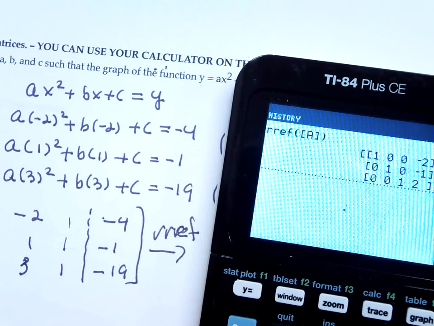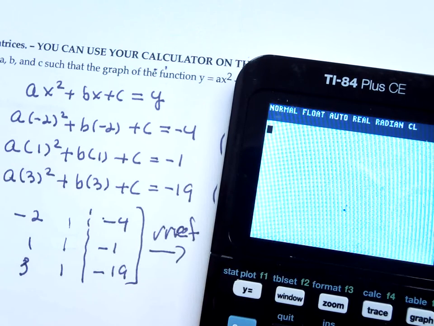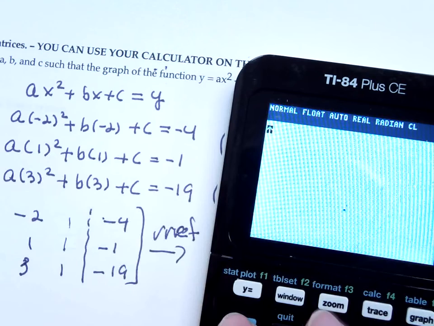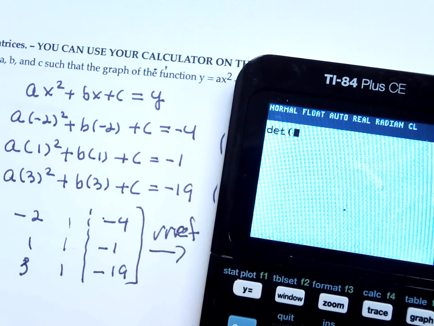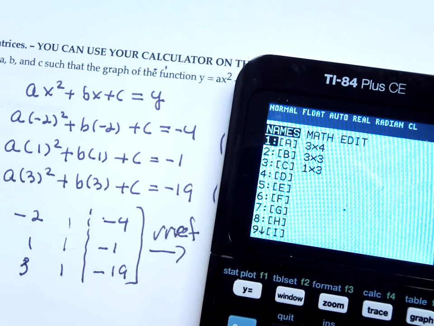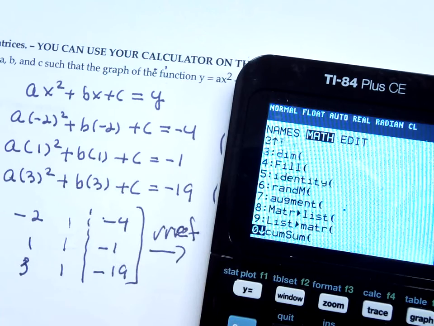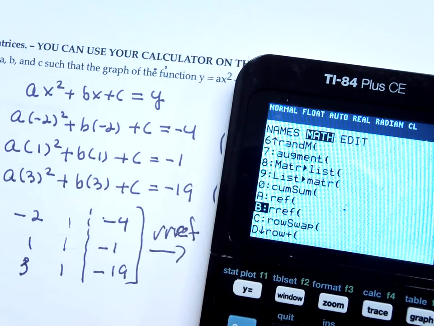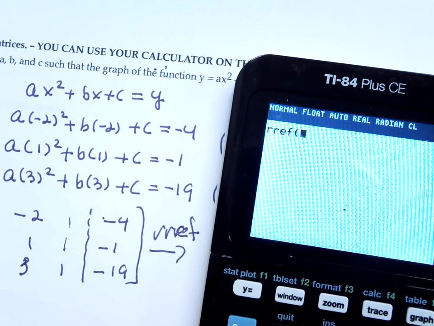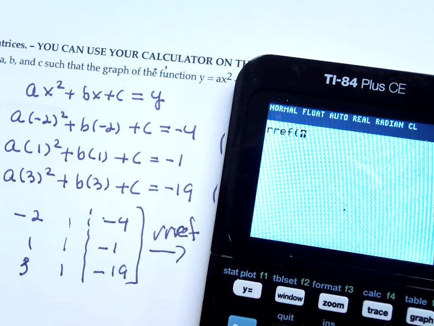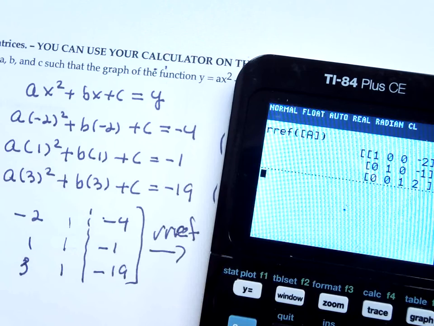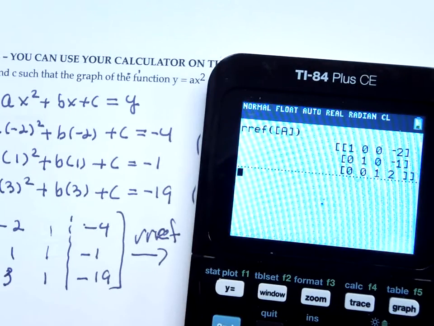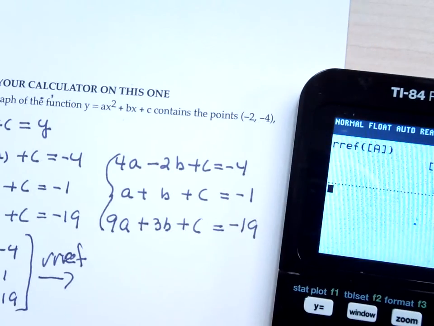But again, if not, it's second matrix. I now want to do math. Whoops, I want to do a determinant on that. Second matrix, math. Go down to RREF. And you want to do it on the matrix A. Second matrix A. Now that comes out in row reduced echelon form, so I can read it right off.